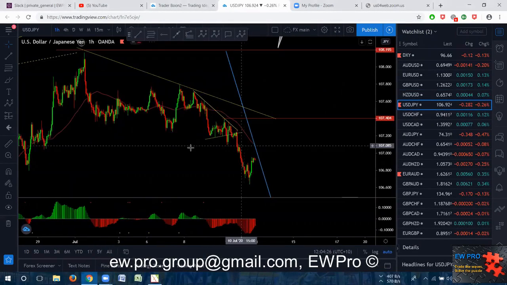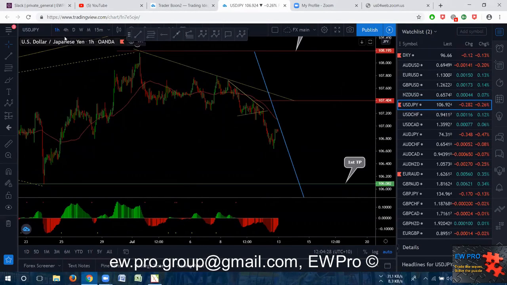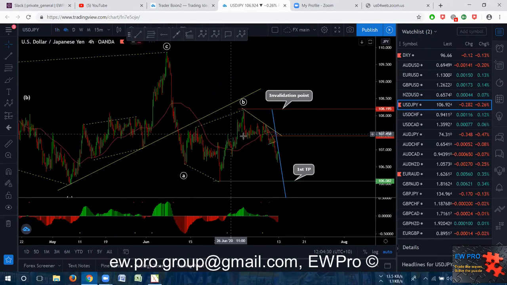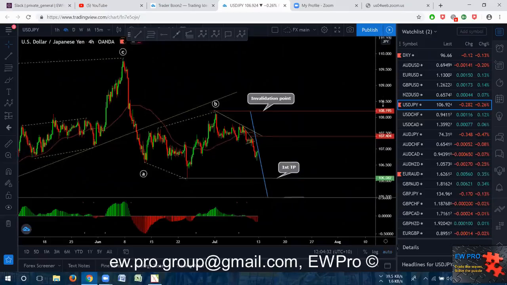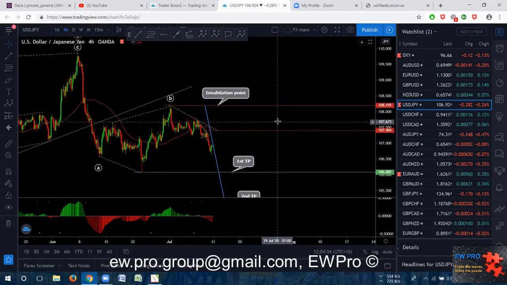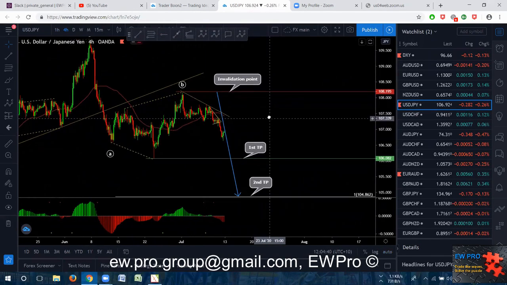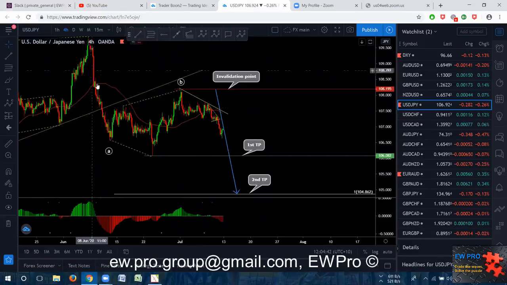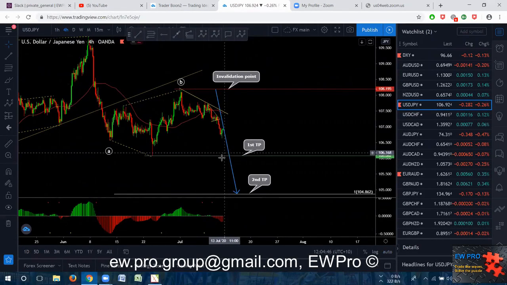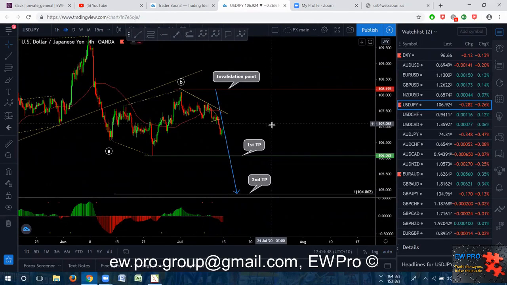UY. I've had this idea out on TradingView for a while. There was a trade in there. Remove that. So I'm still looking for, we're getting this A, B, C. I'm looking for this C down as per the TradingView. This is your first target. This is your second target.